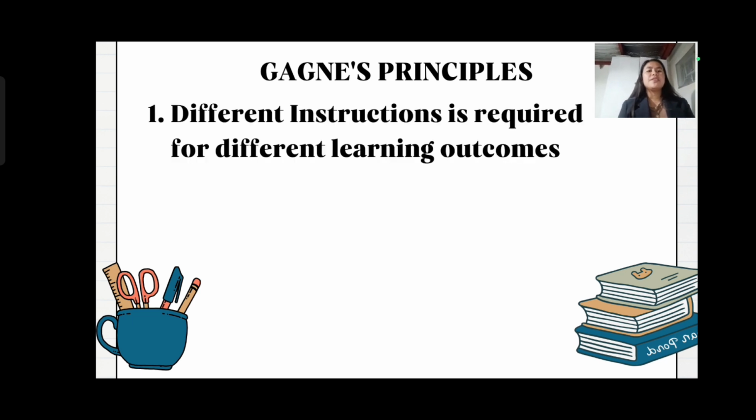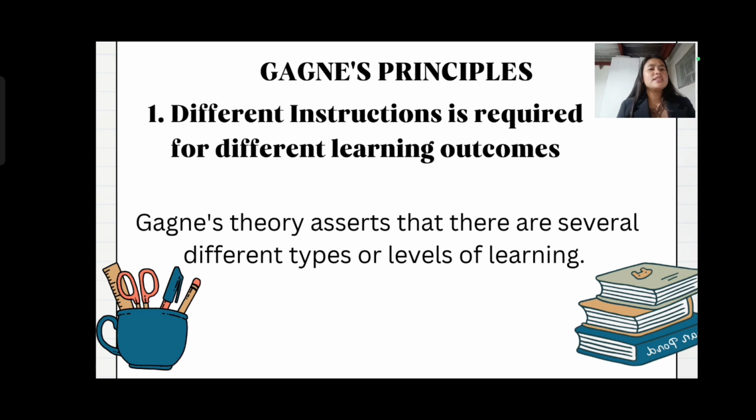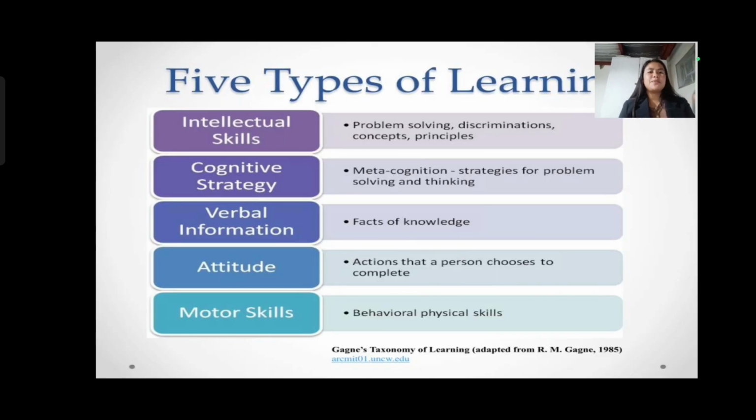Number 1. Different instructions are required for different learning outcomes. So kailangan, kung mag-prepare ka og learning outcomes or learning objectives, mag-use ka og different instructions. Mao na ang gikuan ni Gagne. And then Gagne's theory asserts that there are several different types or levels of learning. Mao to ang 5. The 5 types of learning are intellectual skills, cognitive strategies, verbal information, attitudes, and motor skills.